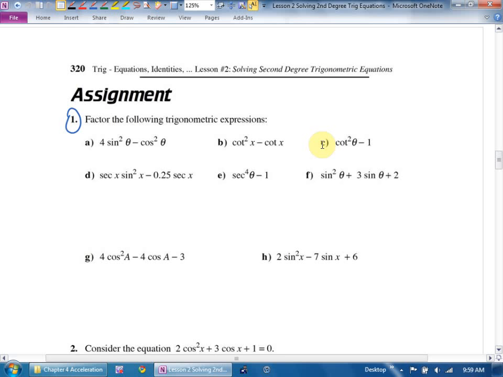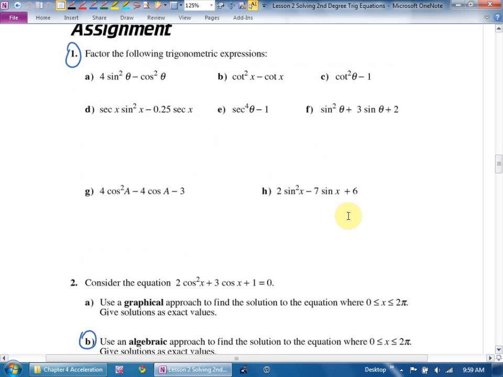1E, okay? 1E is tricky. What's the exponent in 1E? A 4. It's not a quadratic, but it's going to show up as a quadratic. Now, what's the first thing that you always, always, always do? Check for a GCF. There is not a greatest common factor.